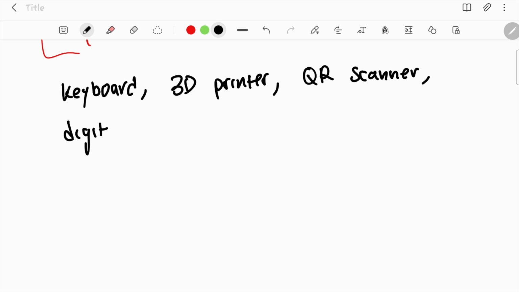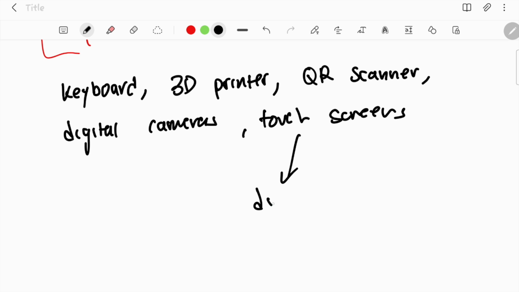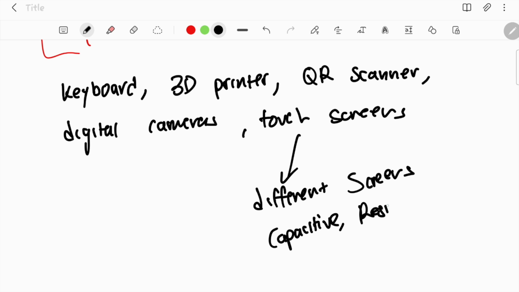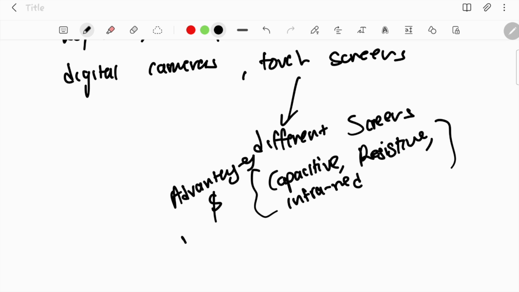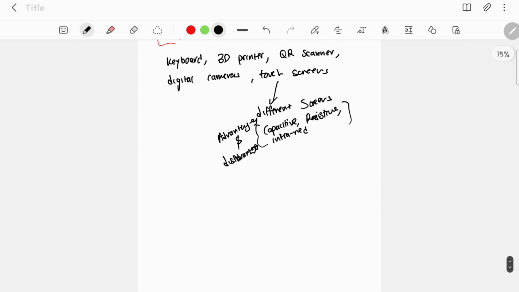Then we have the digital cameras. You need to know what that is. Touch screen. Now here in touch screens, we have the different screens. So here we have capacitive, we have resistive, you need to look at that, and then we have infrared. So you need to look at the advantages and disadvantages in this. Now they can ask us to describe one of the screens, so you also need to know how to understand that type of stuff.